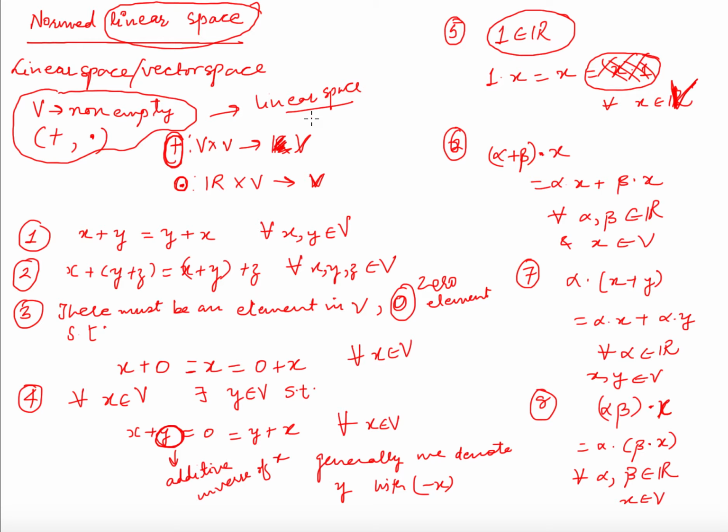So can we have an example of a linear space? Yeah, it's a very simple example of a linear space. We can take this R2. R2, what is this? This is (x, y) such that x and y are real numbers. This is our set. This is our V.